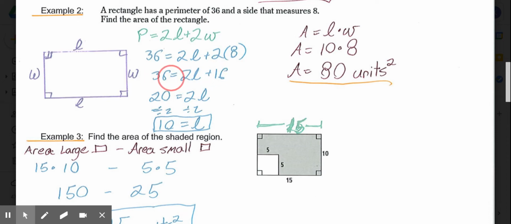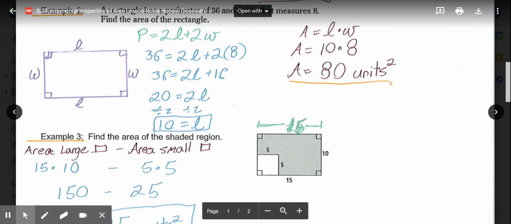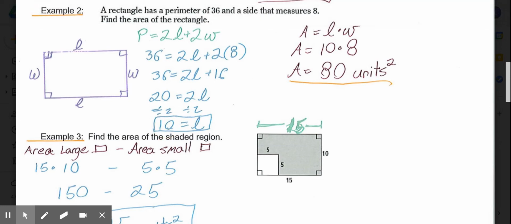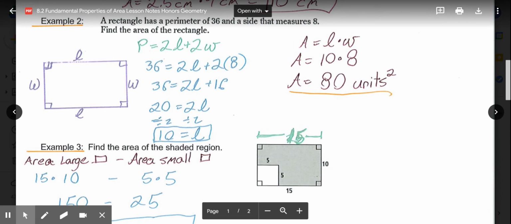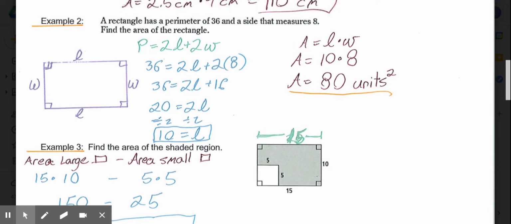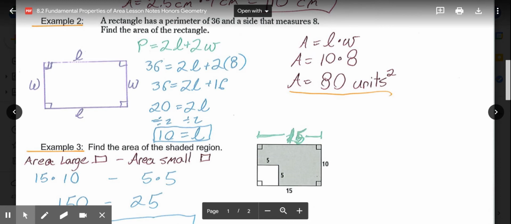Subtract the 16 from both sides. 20 equals 2 times L. Divide by 2, and L equals 10. So I know one side measure is 8, the other is 10. So to figure out the final answer for area, we would do 10 times 8, giving us 80 square units.